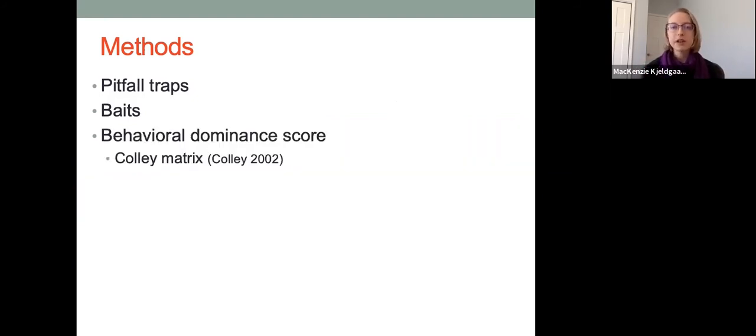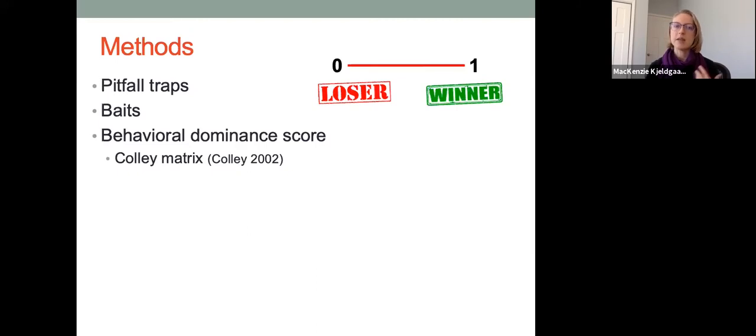Then using that pitfall trap data and the bait data, I assigned each ant species a behavioral dominance score. I'm not going to get into too many of the details on how I did this, but I'm happy to talk more about it after the presentation if you're interested. I did this using a Colley matrix. Each ant species was assigned a behavioral dominance score ranging from 0 to 1, with 0 meaning that the ant species had access to the bait but lost that bait to another ant species, and 1 meaning that they had access to the bait and outcompeted other ant species for that bait.